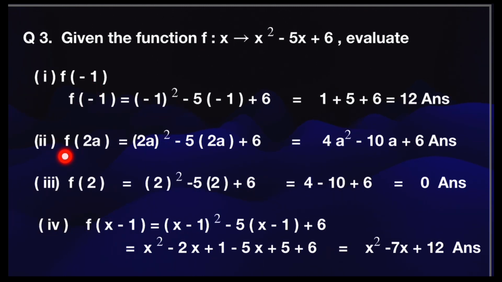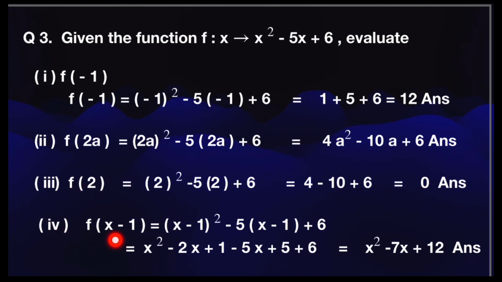Okay, what is the value of the function at 2a? Again put the value 2a here and solve it. You will get 4a square minus 10a plus 6. So this is the value of the function at 2a. What is the value of this function at 2? Put the value of 2, evaluate it, it is 0. So in other words, we can say 0 is the image of 2 under f.